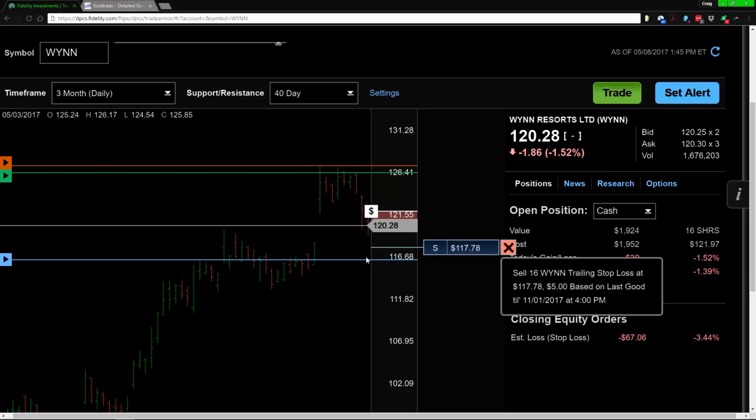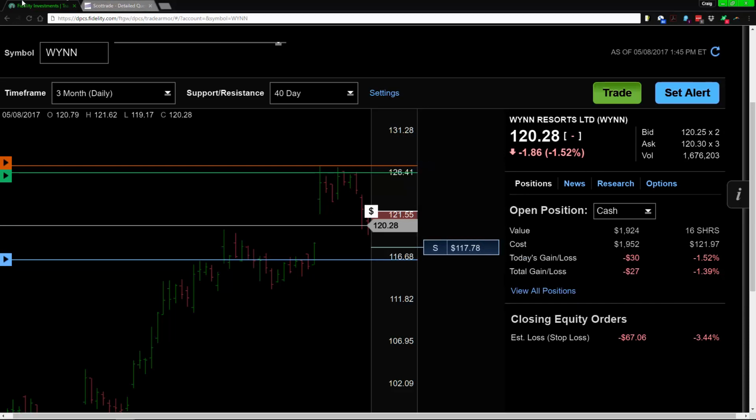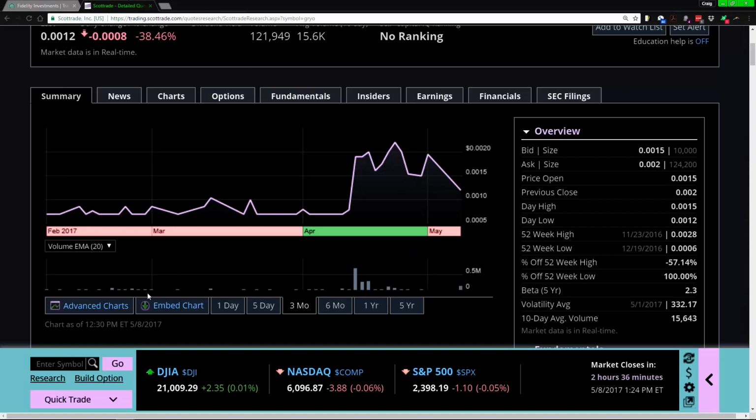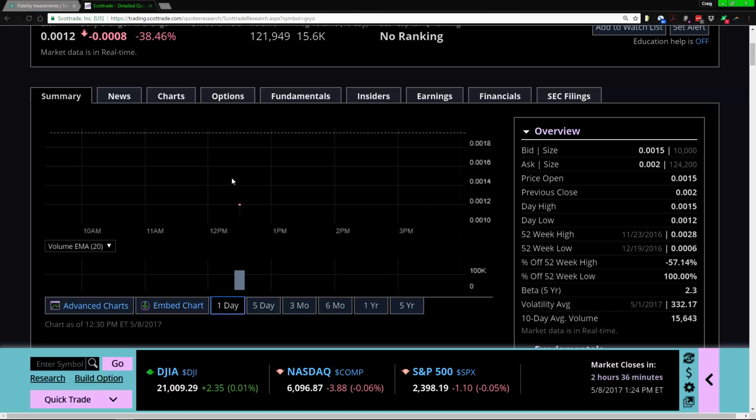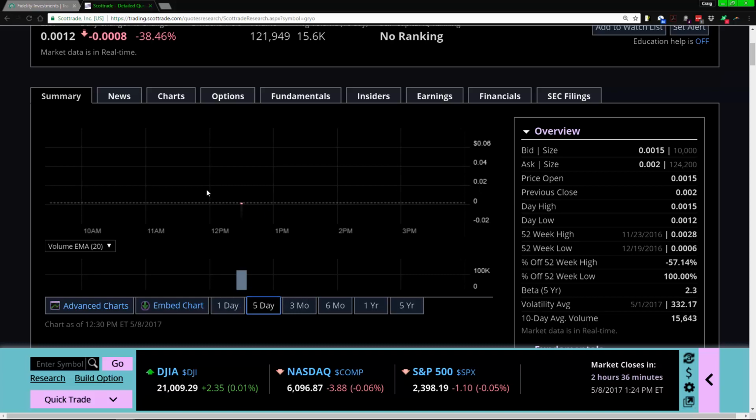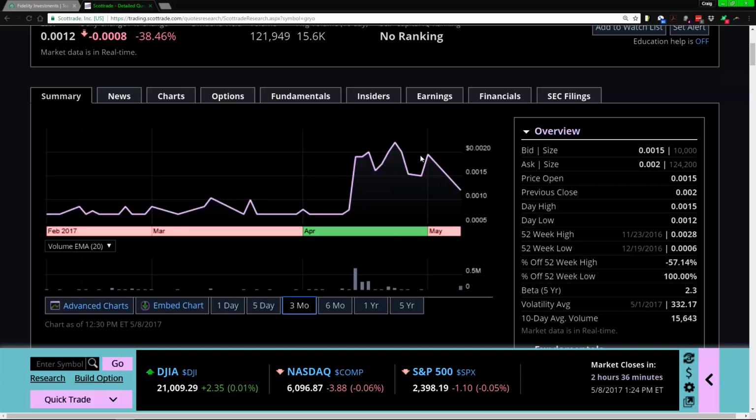So right here, the thing's going up and down and doing whatever it might be. Where right here, if we even go down to the day time frame, the last time anything was done with it was today. Nothing in the past week. So as you can see here, there's hardly any movement on this. Hardly any movement at all.